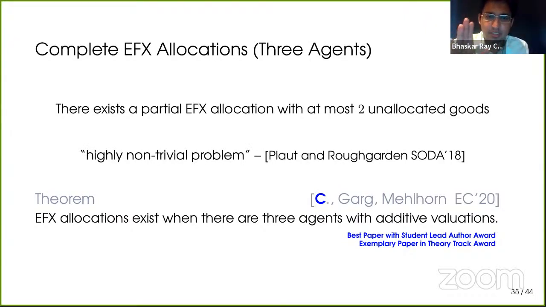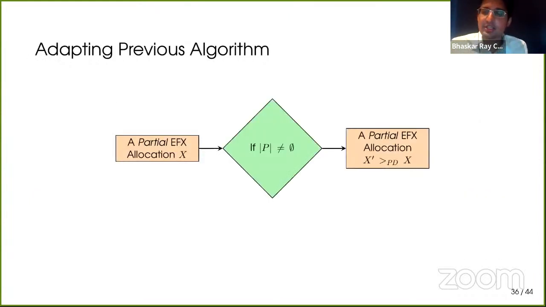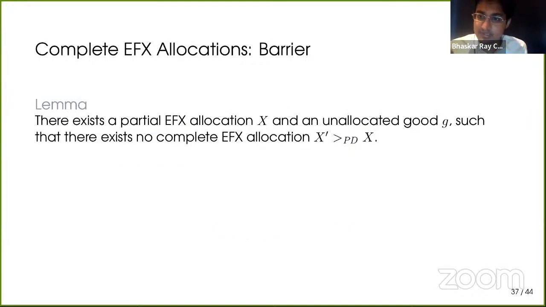Okay, so let me tell you what the main difficulty is. Let's say we want to generalize the previous approach, but with a stronger precondition: if there are any unallocated goods, then we try to get a partial EFX allocation Pareto dominating the previous allocation. Can we do this? Unfortunately, this is not possible. In particular, I can show you an instance with a partial EFX allocation X and an unallocated good G, where no complete EFX allocation can Pareto dominate this partial EFX allocation. Meaning that if you want to allocate this good and still maintain EFX, then one of the agent's valuations will strictly decrease. Therefore, you cannot use the potential, the improvement on the Pareto front of the valuation vector, that we have been using so far.